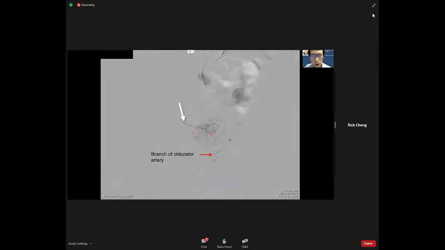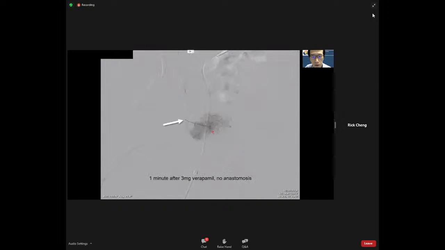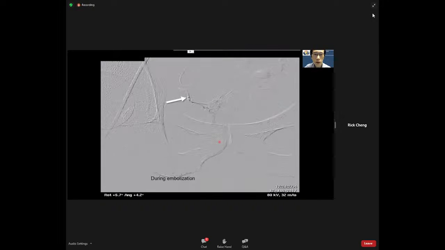And this is another case, where a branch of the obturator artery is outlined. Again, these are small branches, we cannot catheterize through this channel. So we do verapamil flow reversion. At this point, we give verapamil. So this is 1 minute after the verapamil delivery. We can see the anastomosis is no longer there.